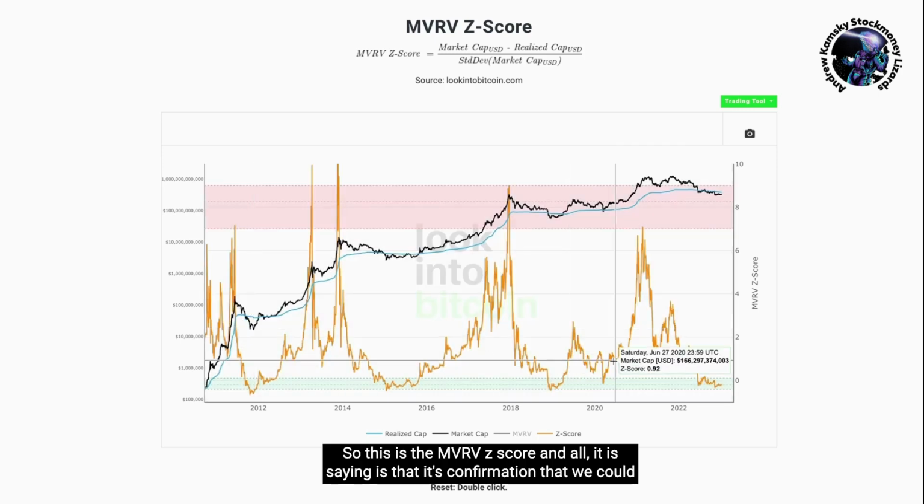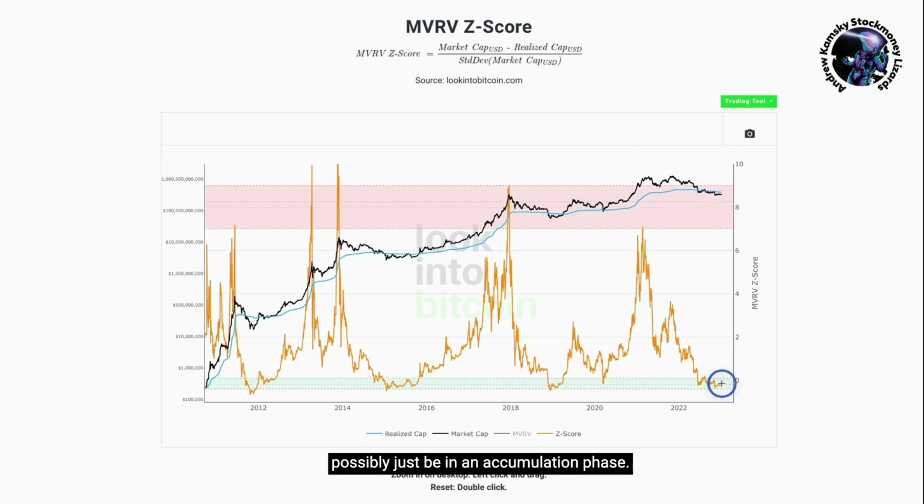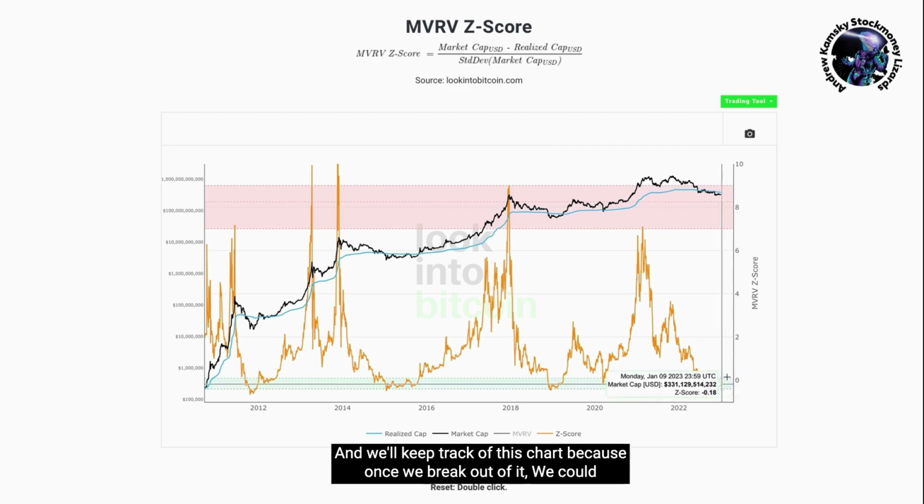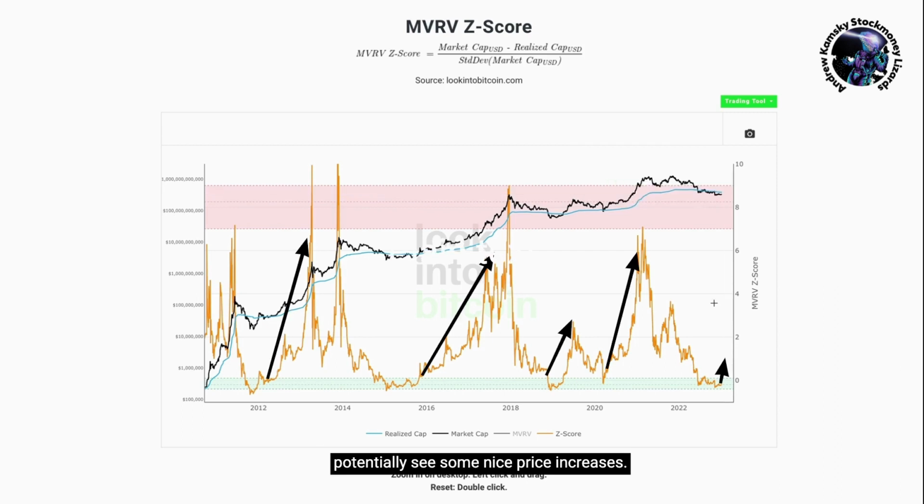So this is the MVRV Z-score, and all it is saying is that it's confirmation that we could possibly just be in an accumulation phase, and we'll keep track of this chart because once we break out of it, we could potentially see some nice price increases.